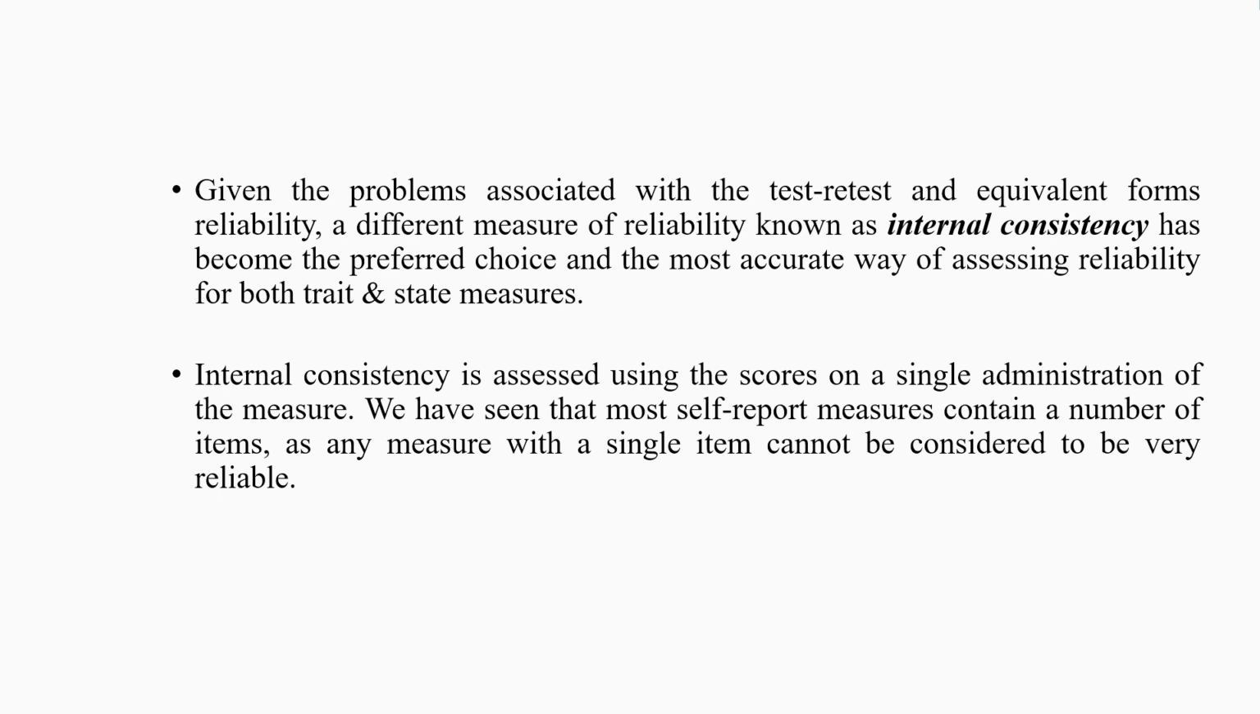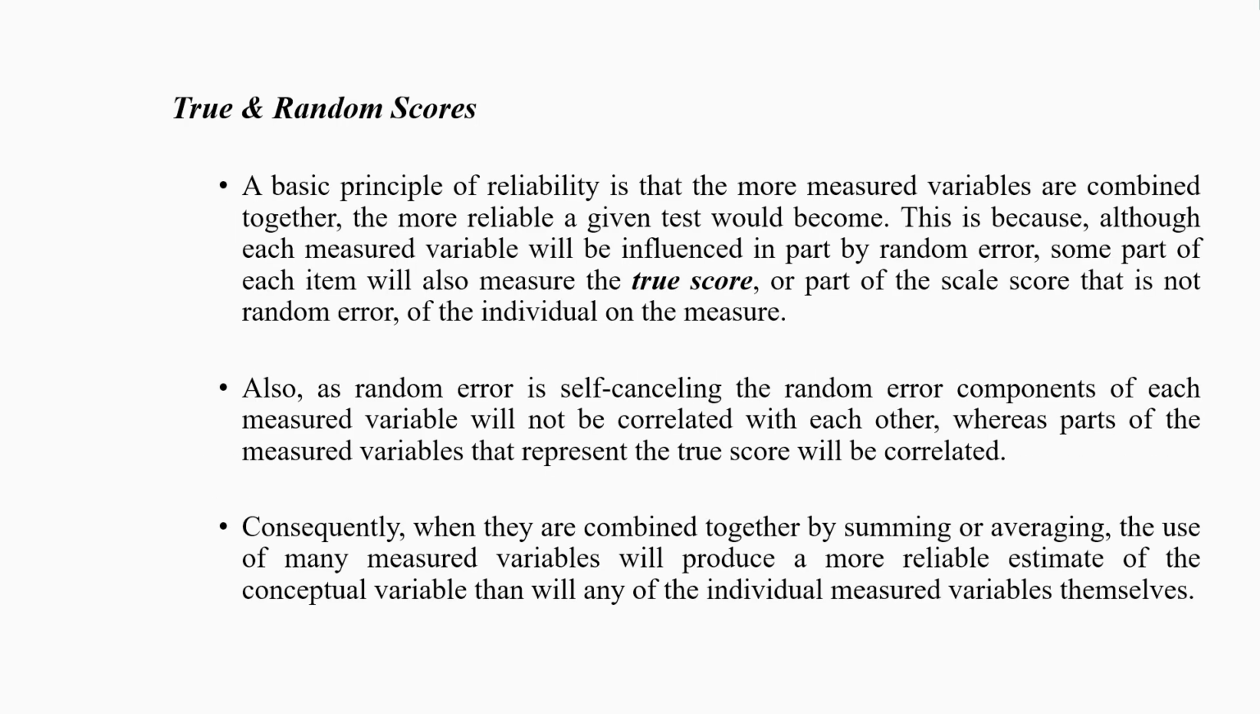Given these problems associated with test-retest and equivalent forms reliability, a different measure of reliability, known as internal consistency, has been the preferred choice and the most accurate way of assessing reliability for both trait and state measures. Internal consistency can be assessed using the scores on a single administration of the measure. So, you do not have to take the measurements again and again, and we have seen that most self-report measures typically contain a larger number of items. You will typically not have a survey or a test which has just one item, you will typically have many items. That is one of the ways that helps us to determine the internal consistency, and we will talk about that going forward.